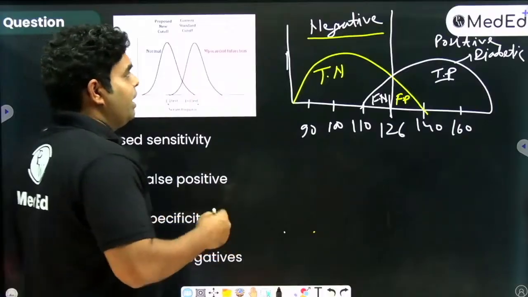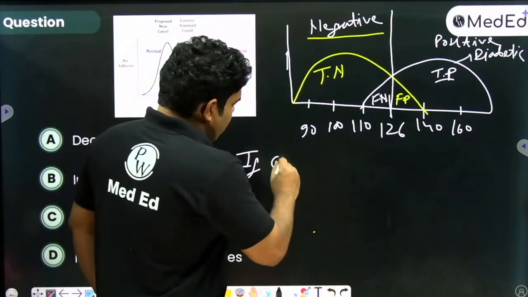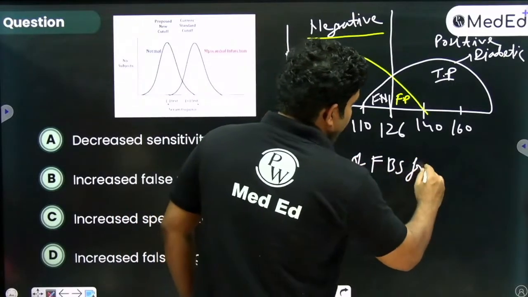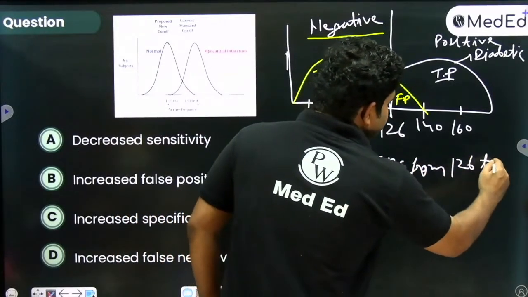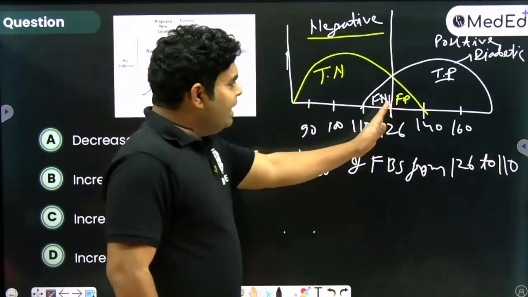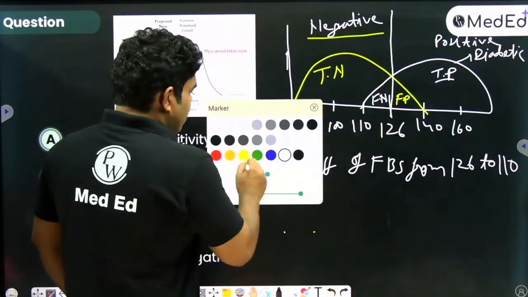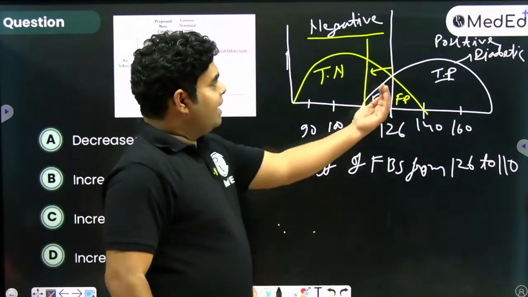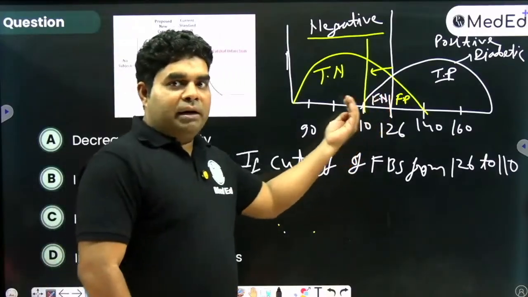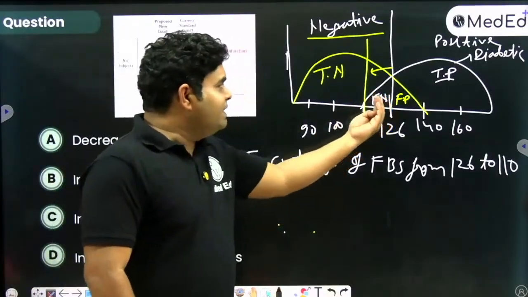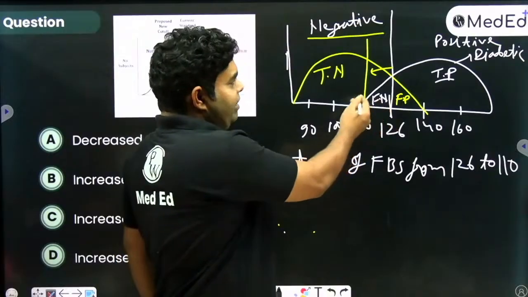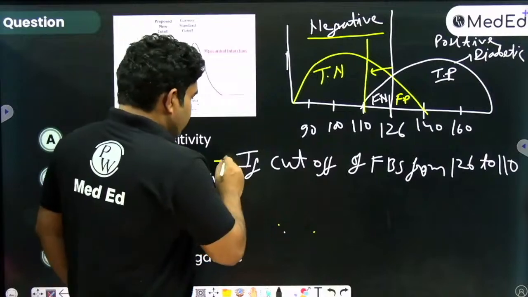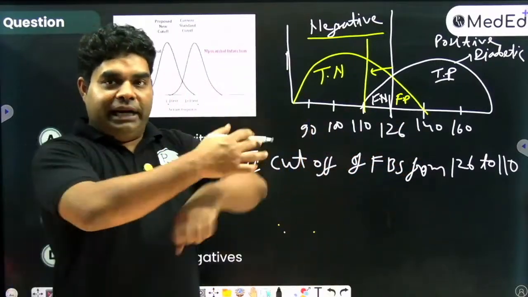But the question they ask from here is: suppose I am decreasing the cutoff of fasting blood sugar from 126 to 110. If I decrease the cutoff, then what will happen? So first thing is, if I decrease the cutoff, false negative will decrease, false positive will increase. If I decrease the cutoff, more people will become diabetic.